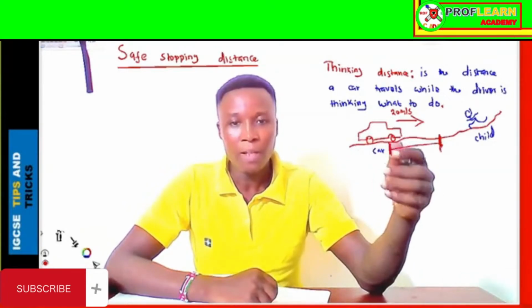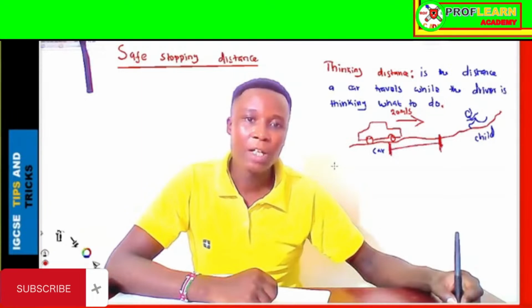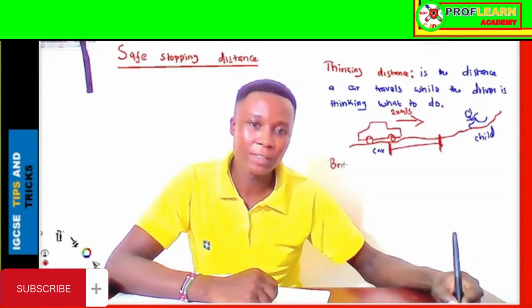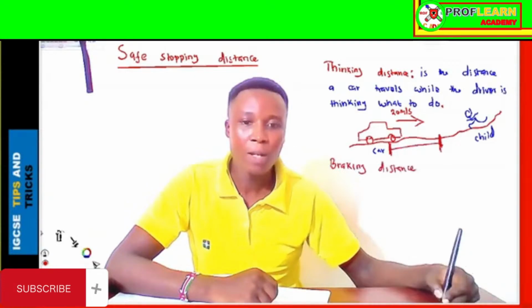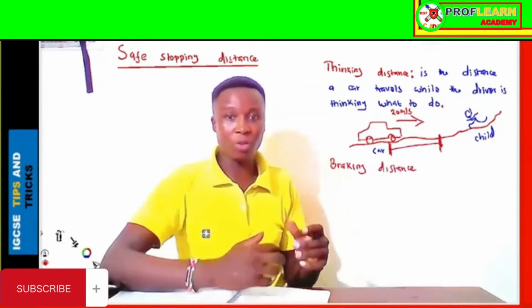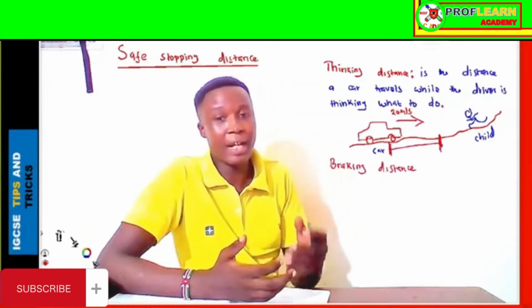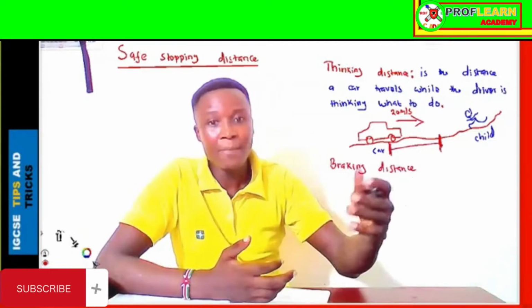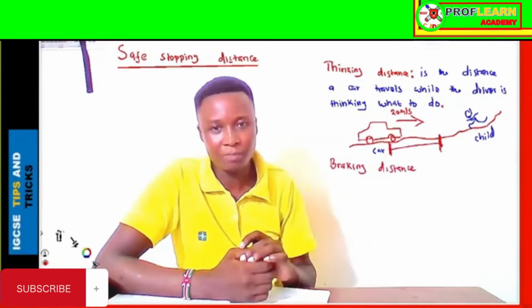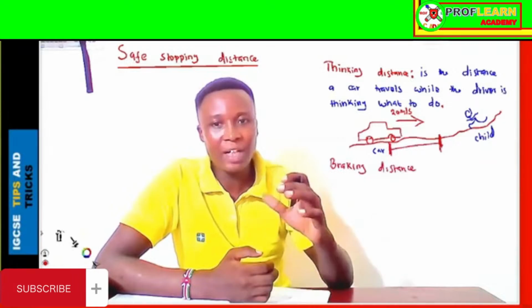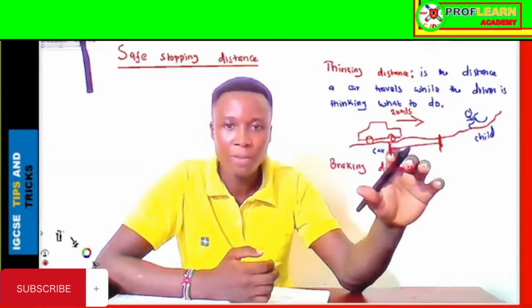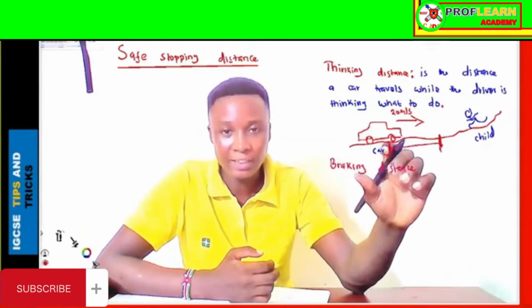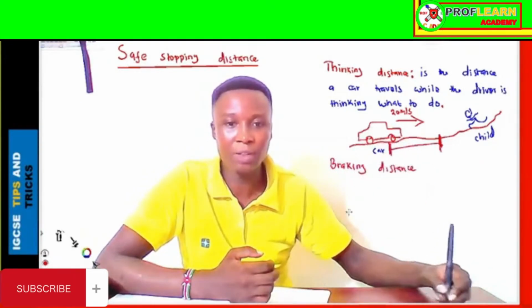So the next concept we need to look at is braking distance. Now, after the driver has made a decision or has noticed that I may knock this person ahead, now he will apply the brakes. The distance covered from when the brakes are applied to when the car stops is what we call the braking distance. Let us put that down.